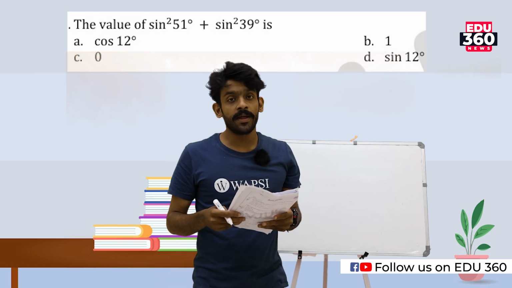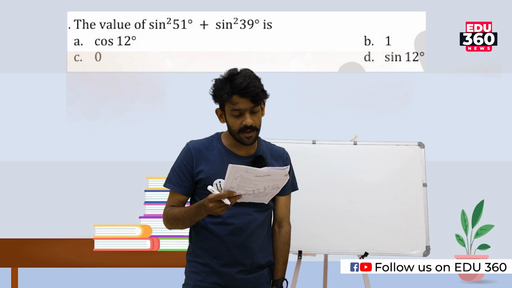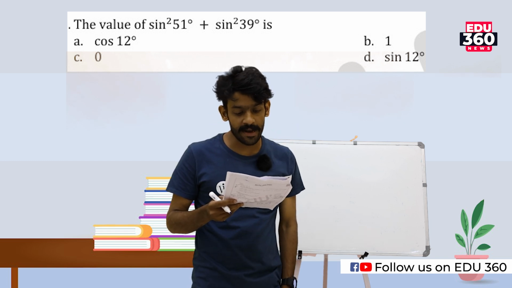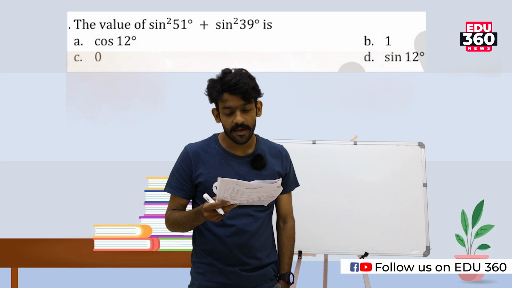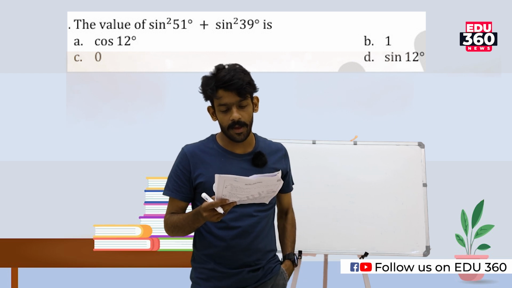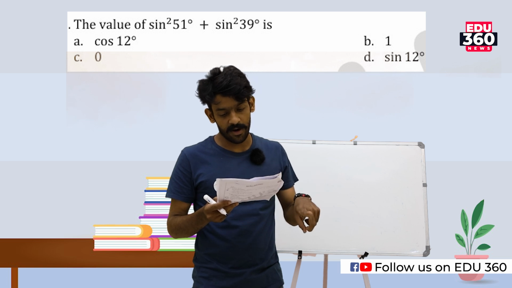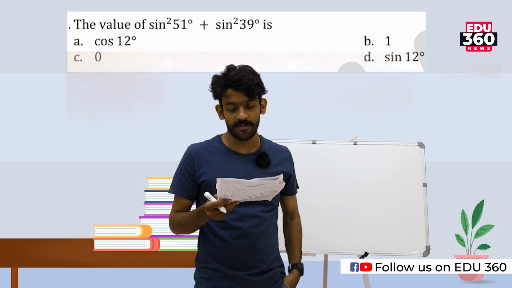Now let us move on to the next question. We need to find the value of sine square 51 degree plus sine square 39 degree. You can see there are 4 options. The first one is cos 12 degree, second one is 1, the third one is 0, and the fourth one is sine 12 degree.